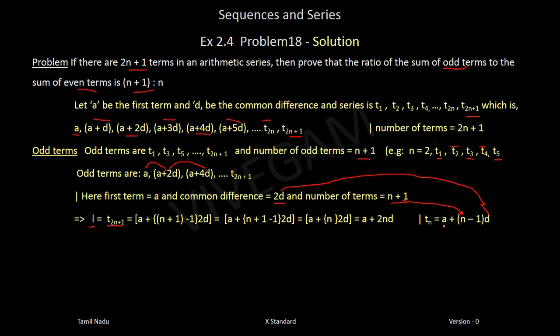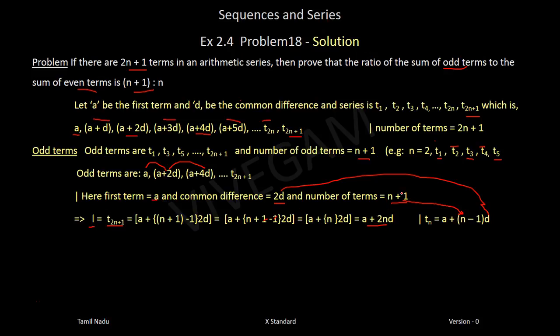Okay, so what will be the formula? First term is a. It will come there as it is. Open a bracket. Number of terms is n plus 1. So in the place of n, we put n plus 1 minus 1, into the common difference. Common difference is 2d. Okay, now you simplify this. Inside the bracket, open it up. This will become n plus 1 minus 1, into 2d. This plus 1 and minus 1 will cancel. So this will become a plus n into 2d, that is, a plus 2nd. So the last term is a plus 2nd. The first term is a. The last term is a plus 2nd.